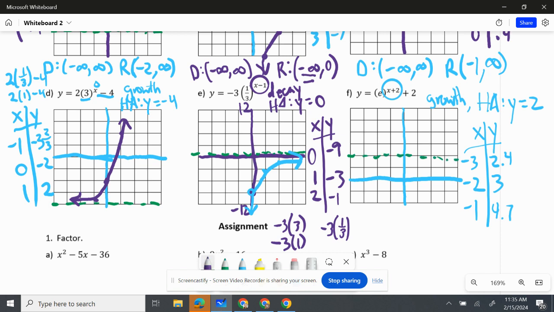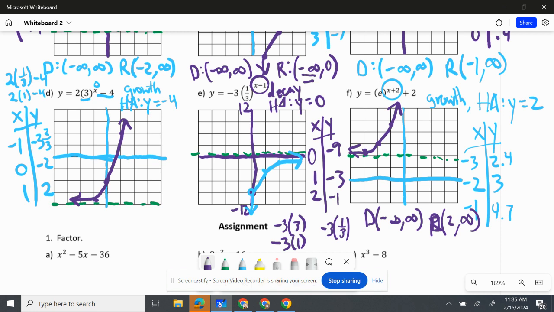And then when I graph the points, I have negative 3 and 2.4, negative 2 and 3, and I have negative 1 and 4.7. My domain is negative infinity to infinity. My range would be 2 to infinity. And that makes me realize I missed the other ones.